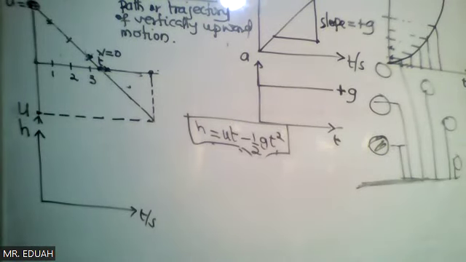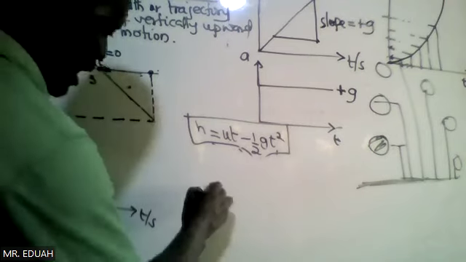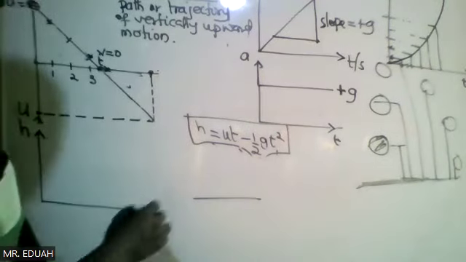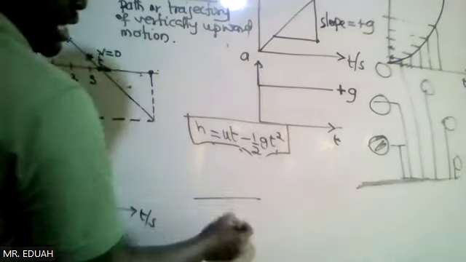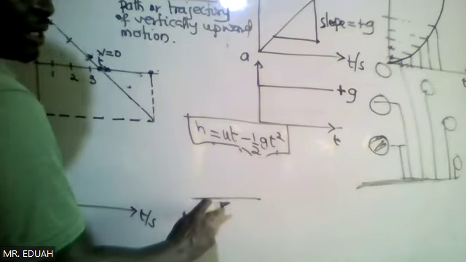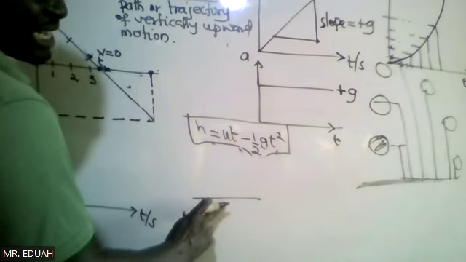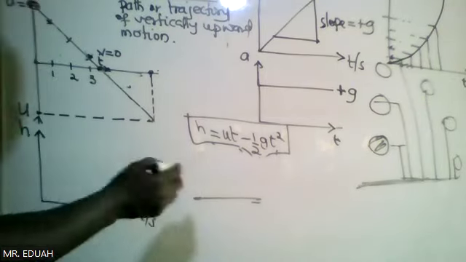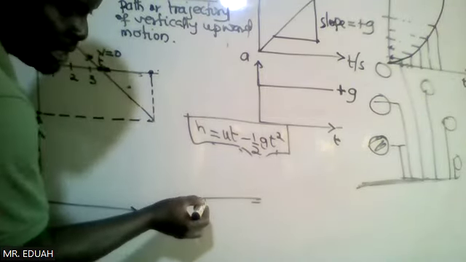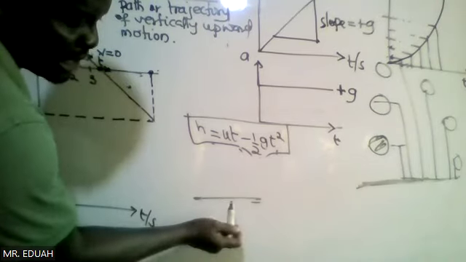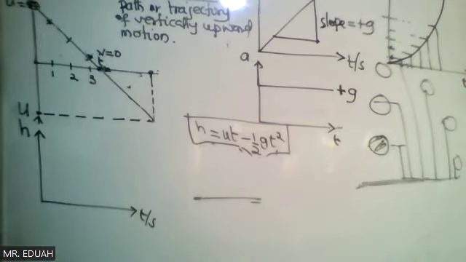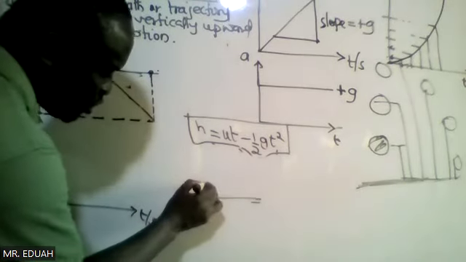And so when you are plotting the displacement time graph, now the body is going up. Let's assume this is the surface of the earth. So you are taking the origin at the starting point, and then also taking vertically upward direction to be positive. So this is how you take your measurement.